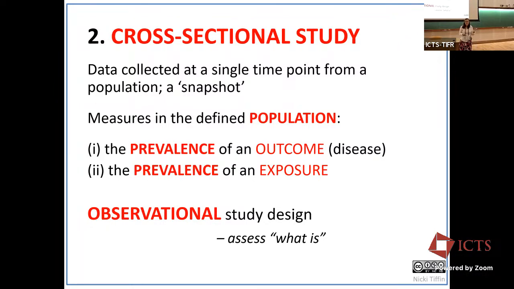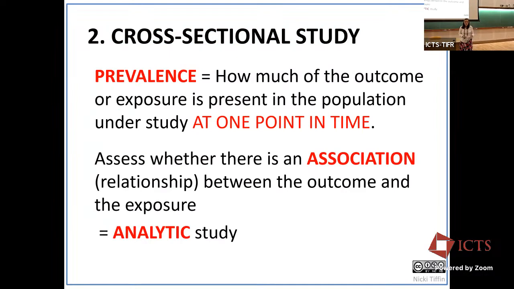The prevalence, oh, sorry, I think did this jump forward? No. We can look at the prevalence of the outcomes of interest in this population at that point in time, and the prevalence of any exposures of interest as well. So it's an observational study design, in that at that moment in time, we're also measuring what is the situation on the ground right now at this point in time. So the prevalence is how much of the outcome or exposure is present in the population under the study at that one point in time.